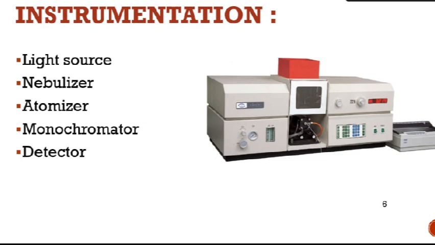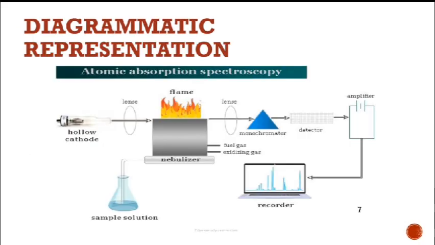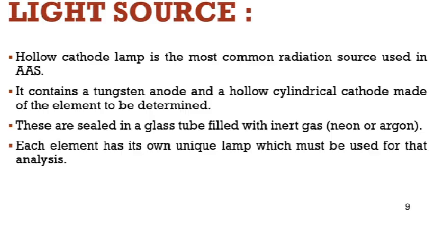Here is the diagrammatic representation of atomic absorption spectroscopy. The first one is the light source. The hollow cathode lamp is the most common radiation source used in AAS. It contains a tungsten anode and a hollow cylindrical cathode made of the element to be determined. These are sealed in a glass tube filled with inert gas, neon or argon. Each element has its own unique lamp which must be used for the analysis.